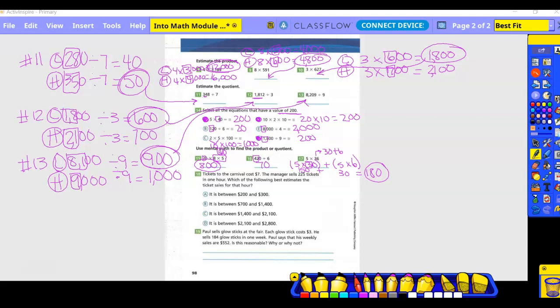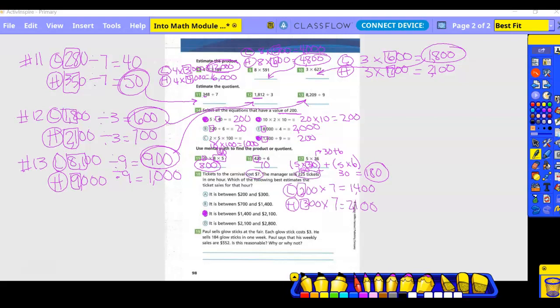16, we boxed 42. Took 42 divided by 6 and got 7, and added a 0. And then for 17, we broke 36 into 30 and 6. And then we took 5 times 30 and got 150. And then we took 5 times 6 and got 30, and then added those together to get 180.